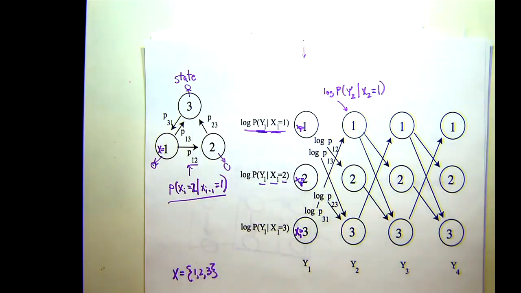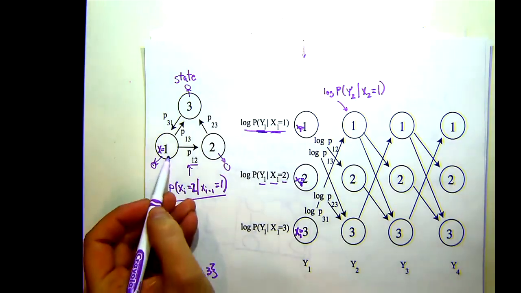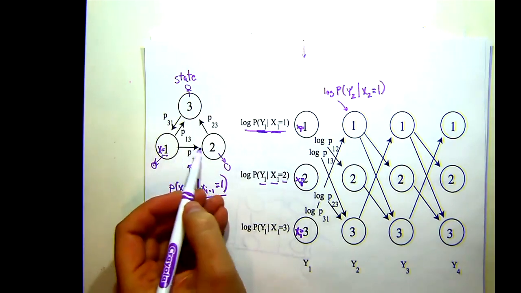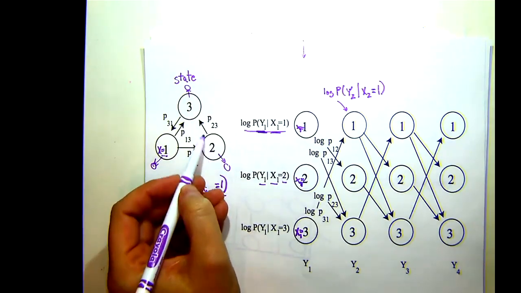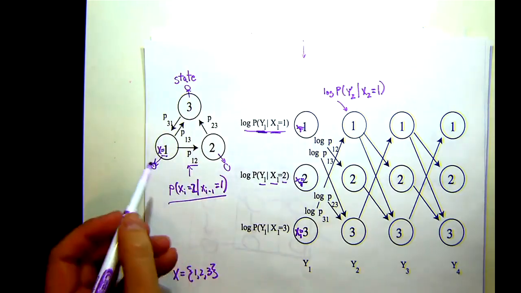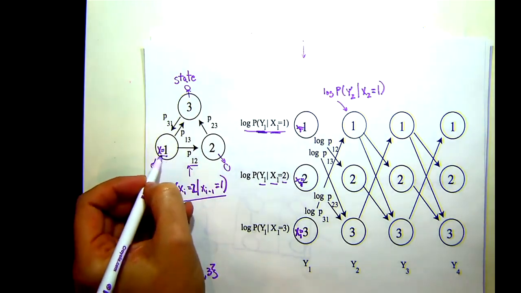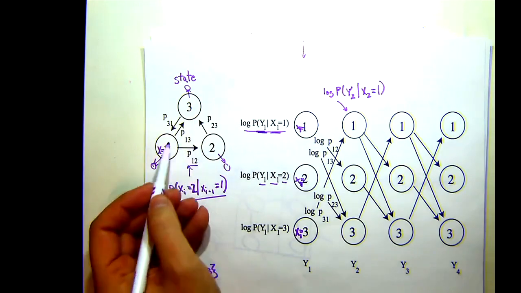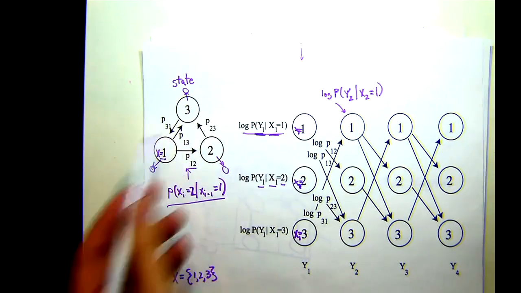Now the arrows are basically the possible transitions from one state to the next. So if you look at our state diagram, if you're in state 1, you can only go to state 2. If you're in state 2, you can only go to state 3. If you're in state 3, or sorry, let me go back. If you're in state 1, you can go to state 2 or to state 3. They're the outbound arrows.